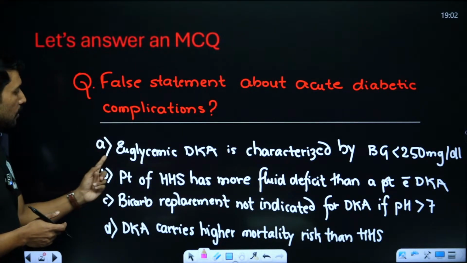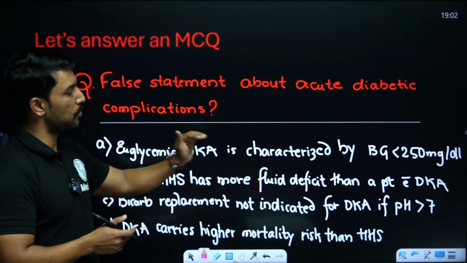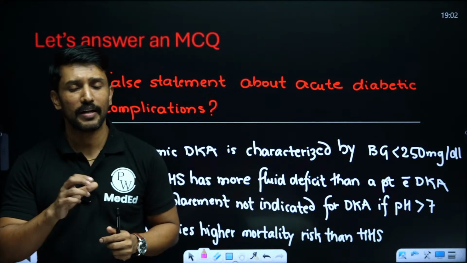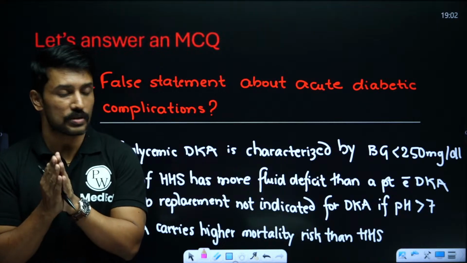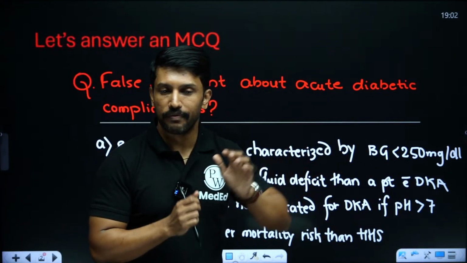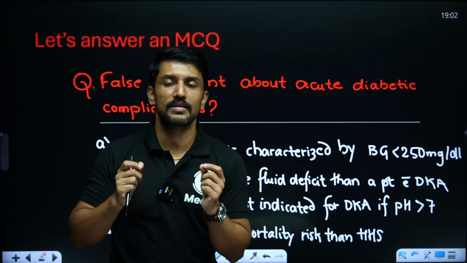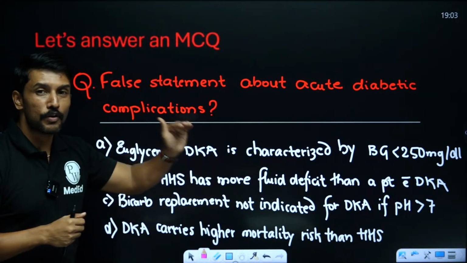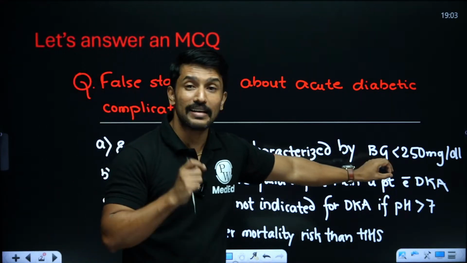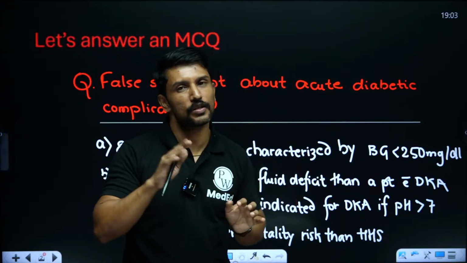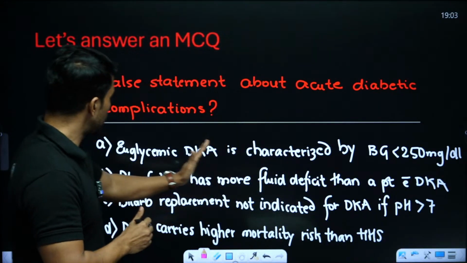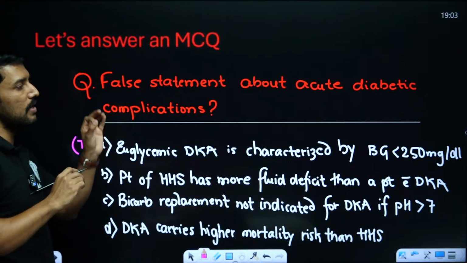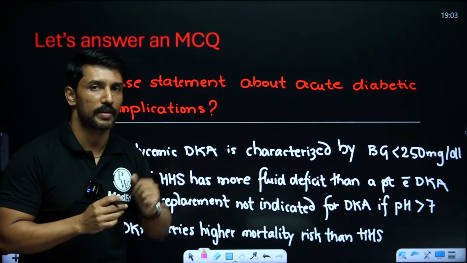First statement says euglycemic DKA is characterized by blood glucose less than 250 milligrams per deciliter. Now, diabetic ketoacidosis typically happens when blood glucose level is more than 250, but under certain circumstances like patient being on SGLT2 inhibitors, they can develop DKA even when their blood glucose level is less than 250, and in such cases we call it euglycemic DKA. So this statement is true. Euglycemic DKA refers to development of DKA with blood glucose level less than 250 milligrams per deciliter.